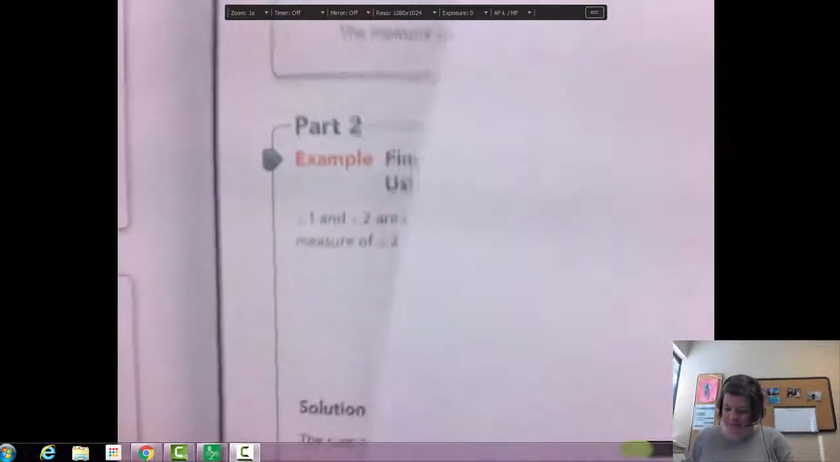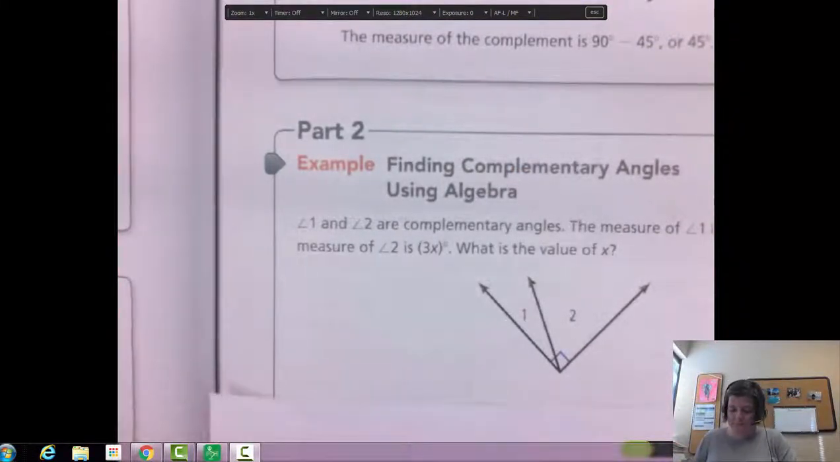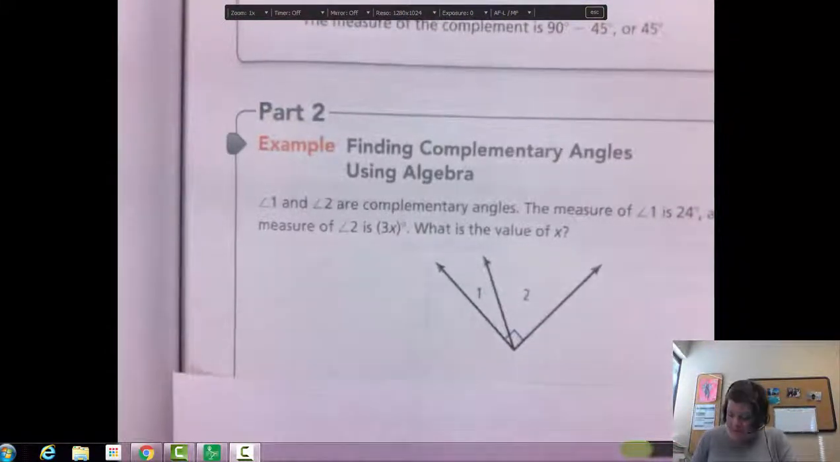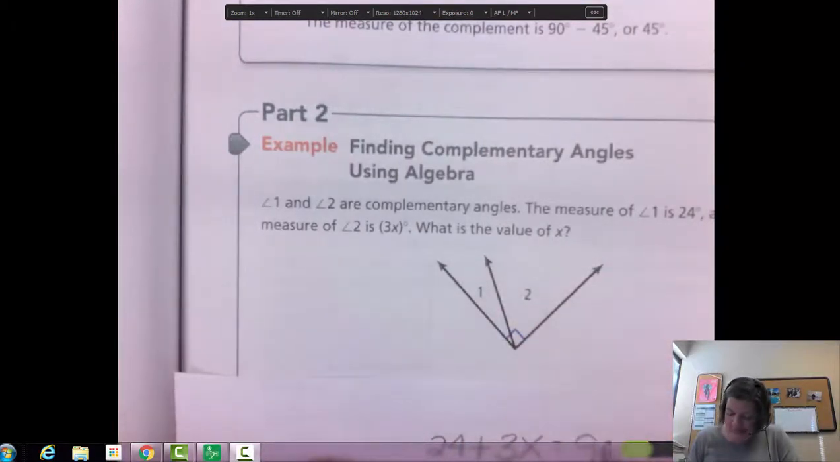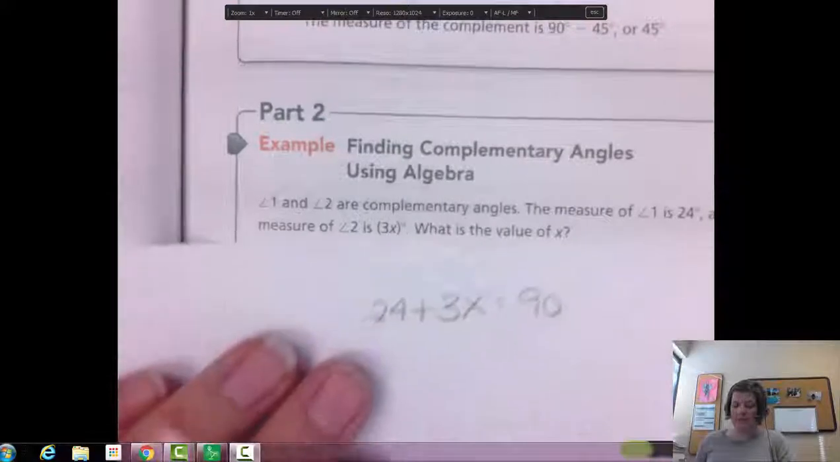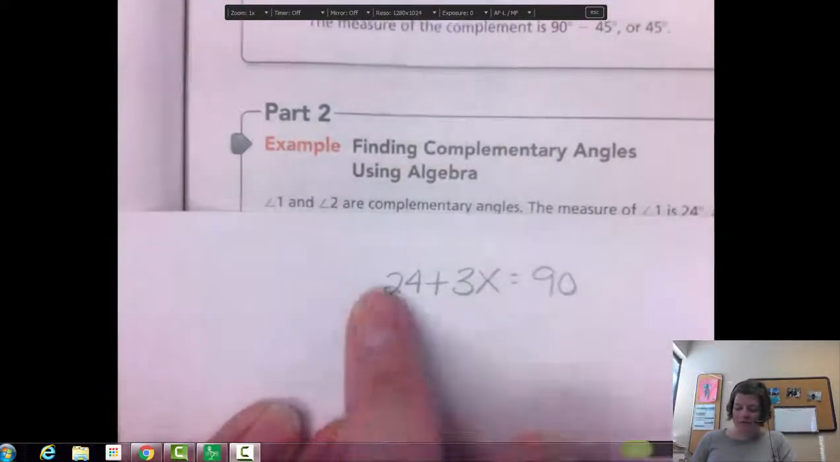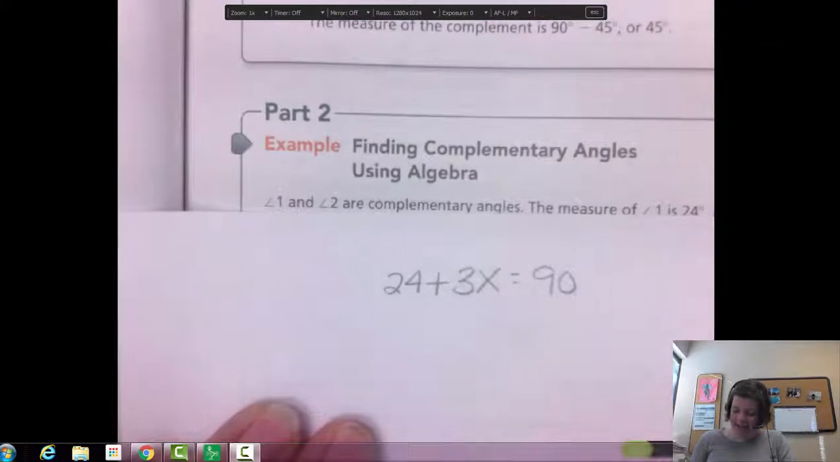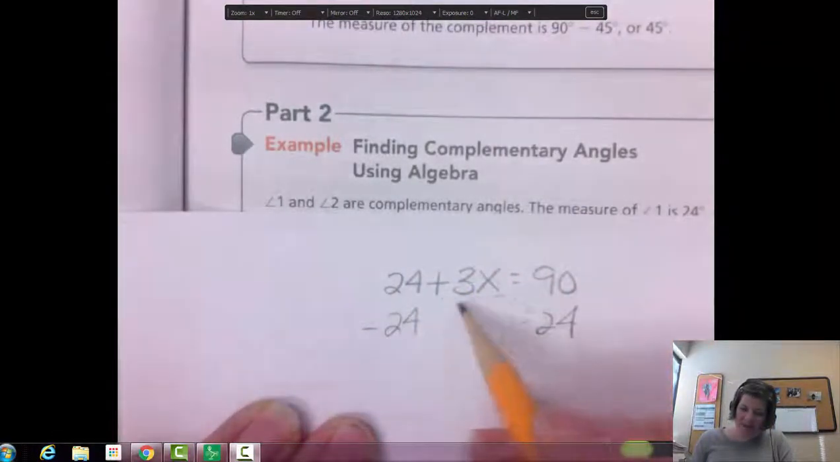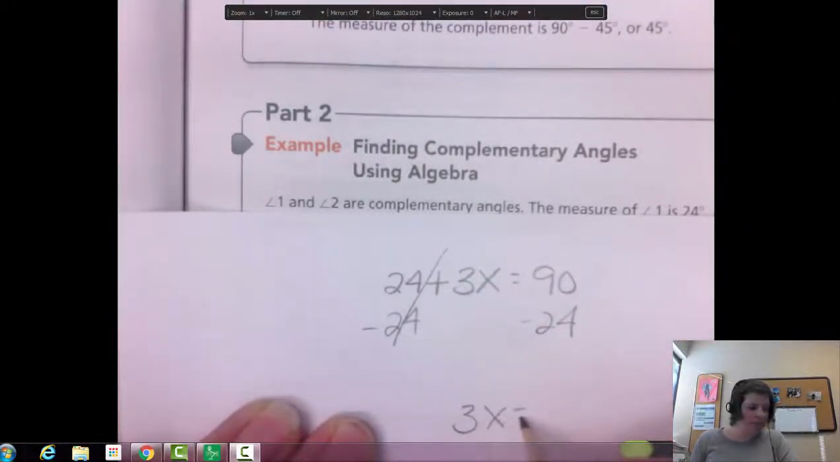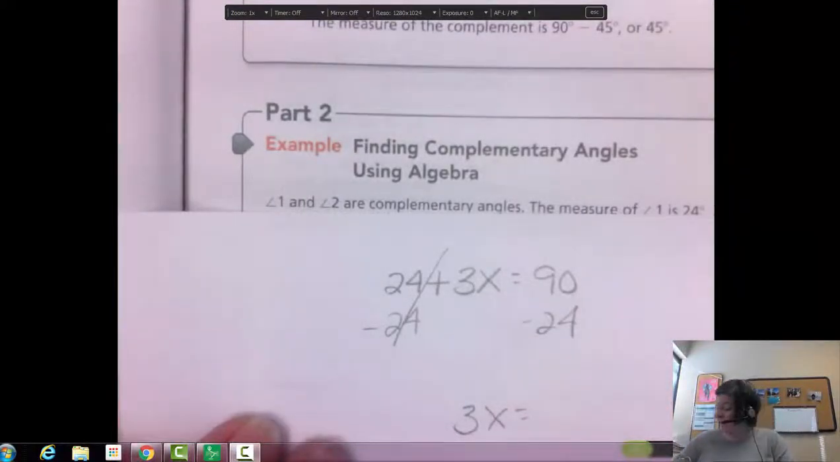So let me see here. You can sort of see it there. So we know angle 1 is 24. So we're going to go 24 plus angle 2, which is 3x, and they have to equal 90 because they're complementary. So that's how I would set it up: 24 plus 3x is equal to 90. Subtract that 24 over, because you have to get rid of the number by the x first. It's added, so I subtract it, so that I get 3x is equal to, what is 90 minus 24?